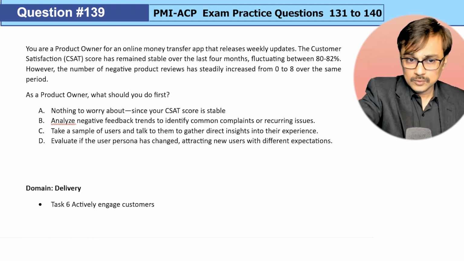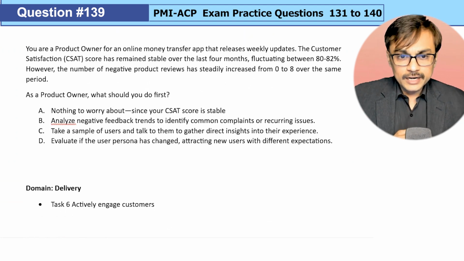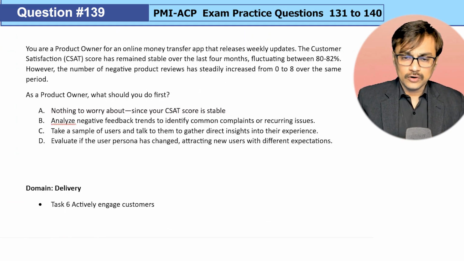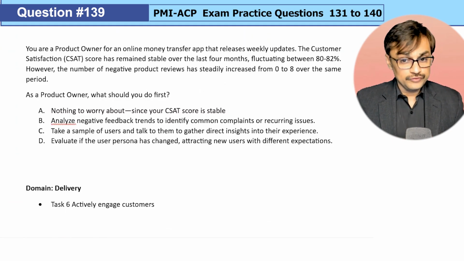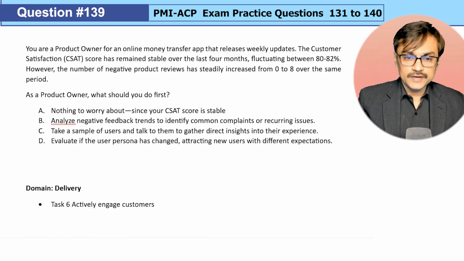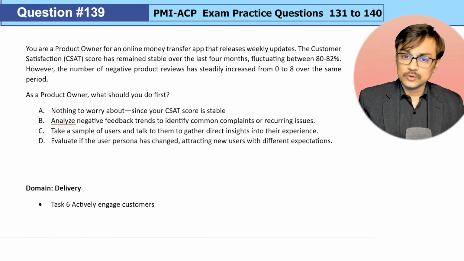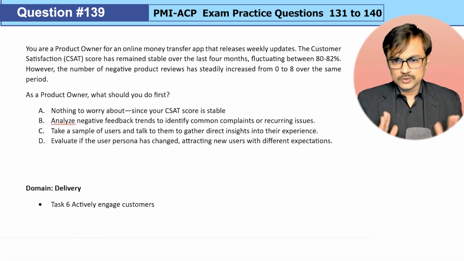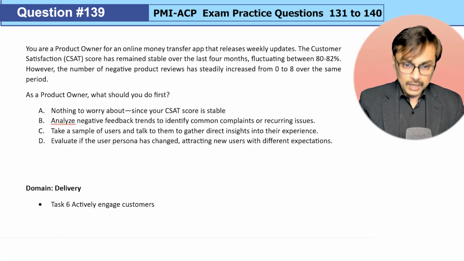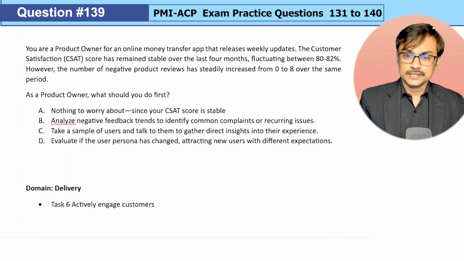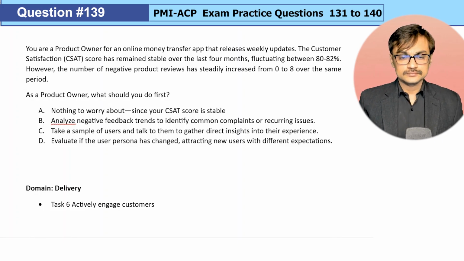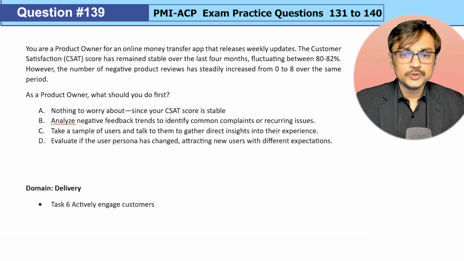Question number 139. You are a product owner for an online money transfer app that releases weekly updates. The customer satisfaction score has remained stable over the last 4 months, fluctuating between 80 to 82%. So they are saying it's under control. However, the number of negative product reviews has steadily increased from 0 to 8 over the same period. As a product owner, what should you do first?